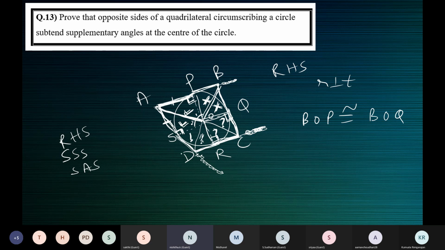BO is common, and BO and OQ are radii of the circle, and BP and BQ are the tangents from an external point to the circle. No, I'm afraid you're wrong. So it's congruent. No, come again, Nishita. Ma'am, no, from the first. Yeah, I don't understand which two triangles you were talking about. Ma'am, PBO and BOQ. No, we already discussed that.